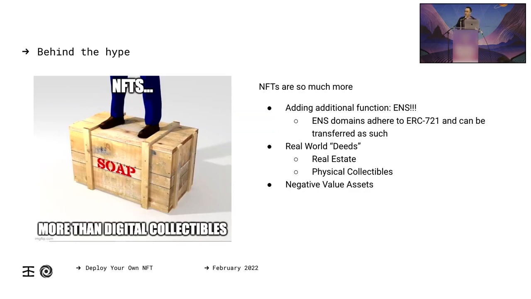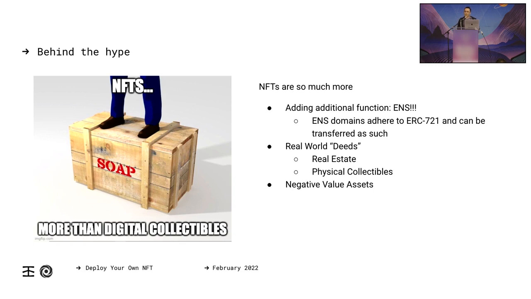All right, so allow me to get on my soapbox for just a second. While the dominant use case of NFTs is digital collectibles and digital art right now, I wanted to point out some use cases that make the case that NFTs are so much more than just digital collectibles, right? ENS domains, as an example, conform to the 721 interface, therefore, they're an NFT. They can be transferred and traded just like any other NFT. Other use cases are like real-world deeds. There are projects out there that are trying to take real estate deeds and real-world property and tokenize them on the blockchain using NFTs.